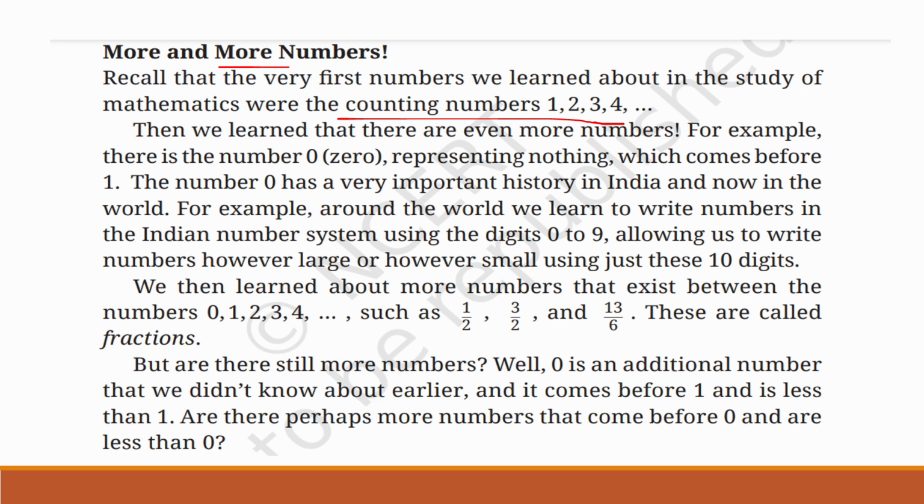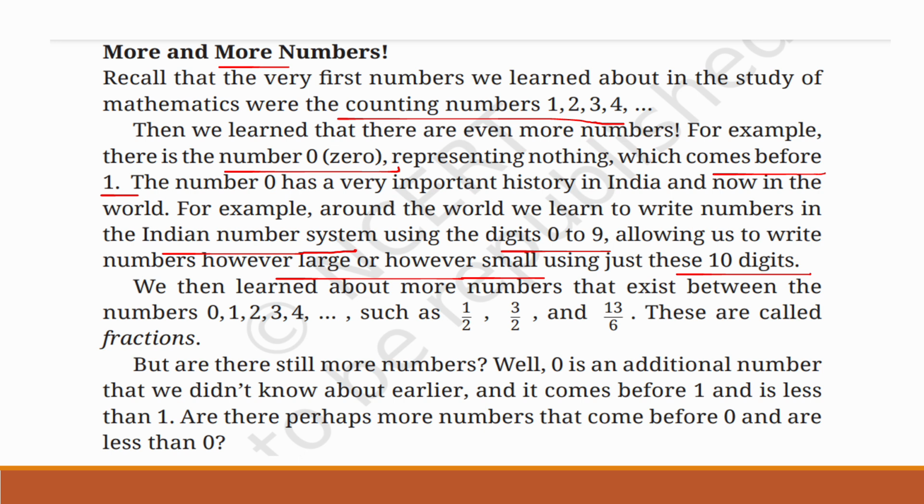Then we learned that there are even more numbers. For example, there is the number 0 representing nothing, which comes before 1. The number 0 has a very important history in India and now in the world. Around the world, we learn to write numbers in the Indian number system using the digits 0 to 9, allowing us to write numbers however large or however small using just these 10 digits.